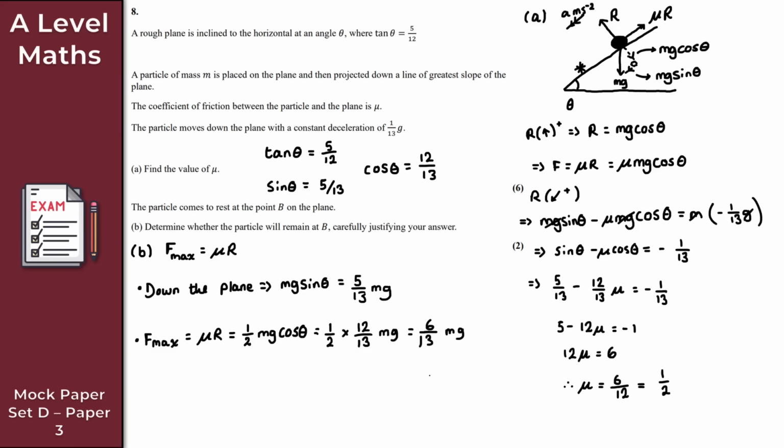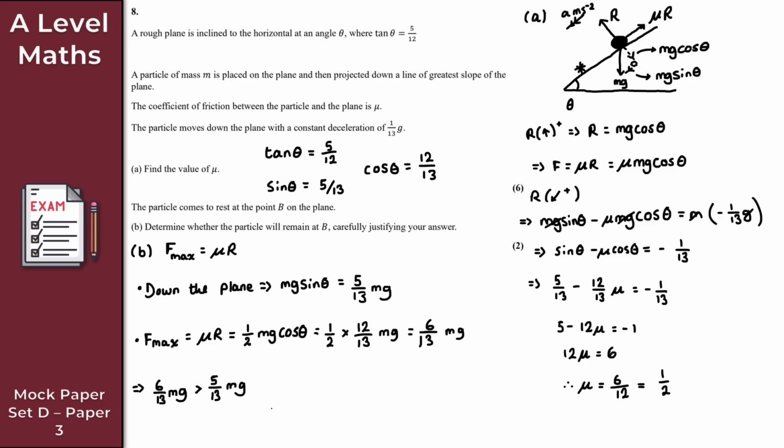Apologies, by the way, my handwriting is disgusting, but that'll do. So what can we basically say here? Well, F max, the largest frictional force here, is 6 over 13 mg. And the force going down the plane is 5 over 13 mg. So friction is going to be large enough to stop the particle sliding down the plane, because 6 over 13 mg is larger than 5 over 13 mg.